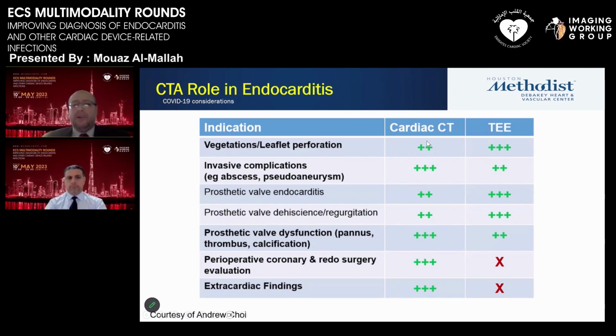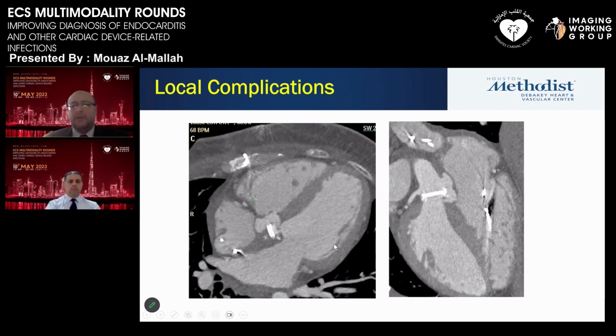In terms of endocarditis, for leaflet perforation, TEE has an edge, but we can see it also with CT. Invasive complications, this is where CT is better. And for prosthetic valve endocarditis, this is CT. For TEE, both of them are good. For pannus, thrombus, calcification, CT is going to be better. And also for looking for coronary assessment and extracardiac findings, this is where CT is good.